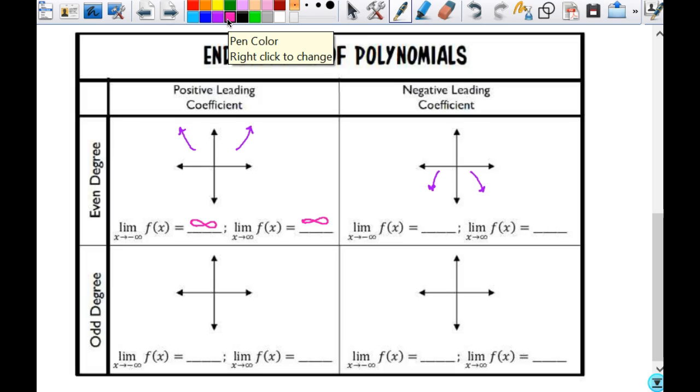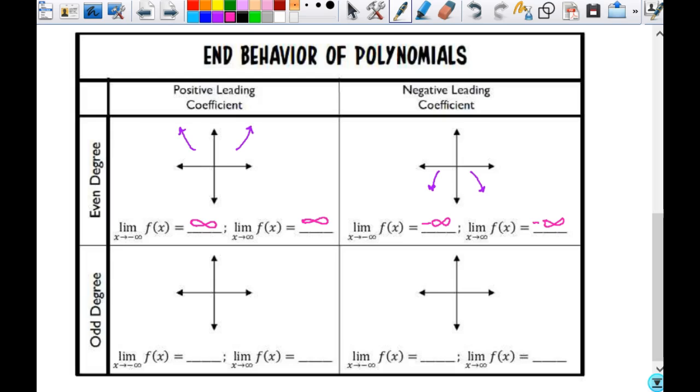So the limit of f of x as x approaches negative infinity is what? Negative infinity. And as x approaches infinity, negative or positive? Negative. Heard you second guess yourself there. Okay, we good? Now, with an odd degree, you think cubic.